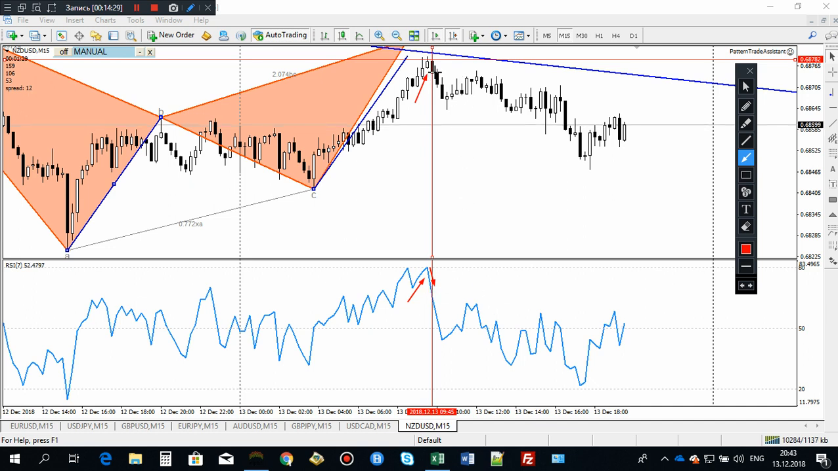And once we have this, I enter at market at this candle close, and you see I have this timer. It tells me how much time is left till candle close, and I close the candle.